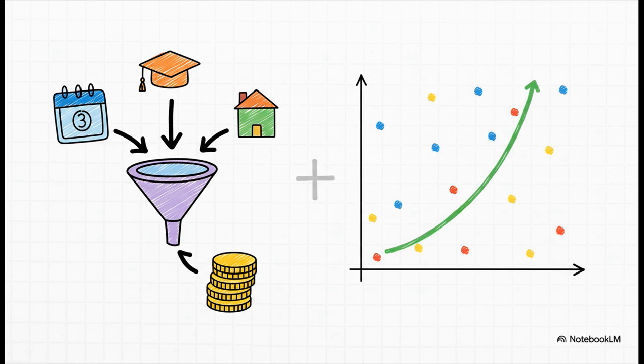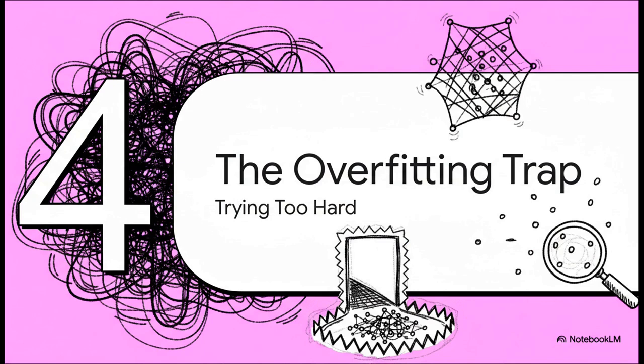And what if the pattern is clearly a curve? Again, no problem. We can use something called polynomial regression to fit a curved line. But here's the thing to remember. The underlying goal is exactly the same. It's still all about minimizing those errors. But, and this is a big but, with this new power to create complex models comes a hidden danger.